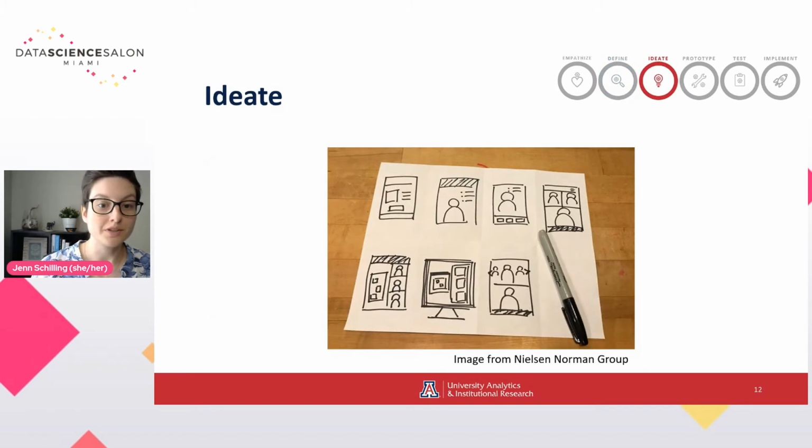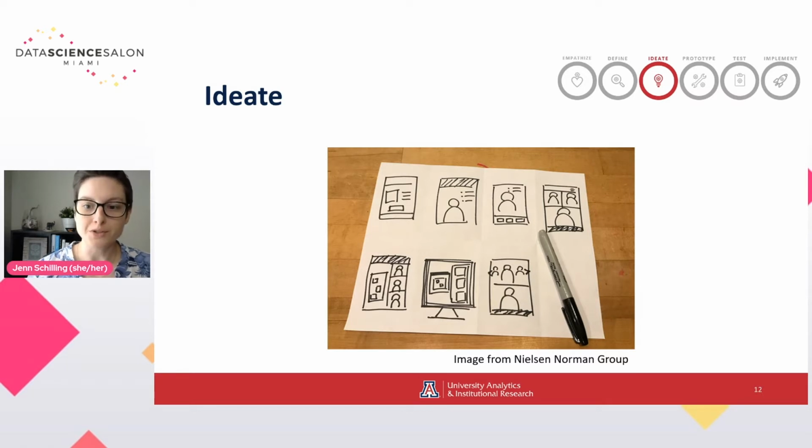Based on what you learn in the Empathize and Define steps, you can now generate ideas for dashboard solutions. You want to remain open and curious during this step. The goal is to generate a broad set of ideas with no attempt to judge or evaluate them. Look for alternate ways to view the problem and identify innovative solutions. The focus of the Ideate step is quantity over quality.